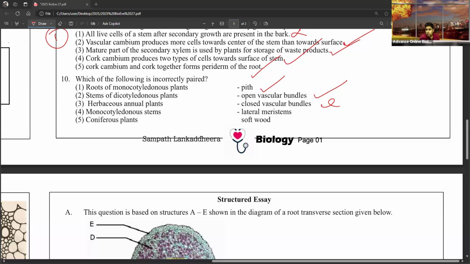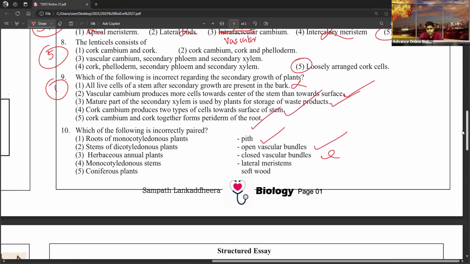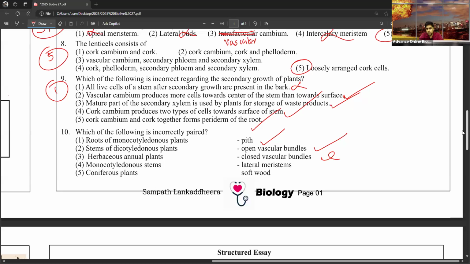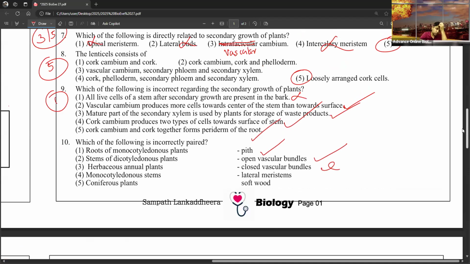In the resource book for question number 9, cork cambium only produces cork cells to both interior and exterior, right? No, cork cambium is producing cells towards the exterior. They have not mentioned it making any cells towards the interior. Two cell types are produced towards the surface of the stem. One is the spherical cells that form the lenticel. The other one is the tightly packed cork cells.